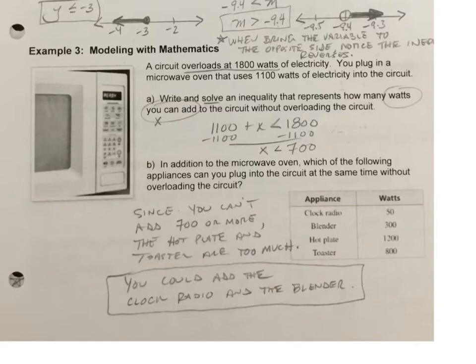Then for the second one below, which of the following appliances could you plug in? Since we know that we could use up to 700, I want to look at the ones that would make it work. Obviously these two down here are too large. They have too much wattage on them to make it work. The 300 and the 50 would work. So the clock radio and the blender would still be okay.